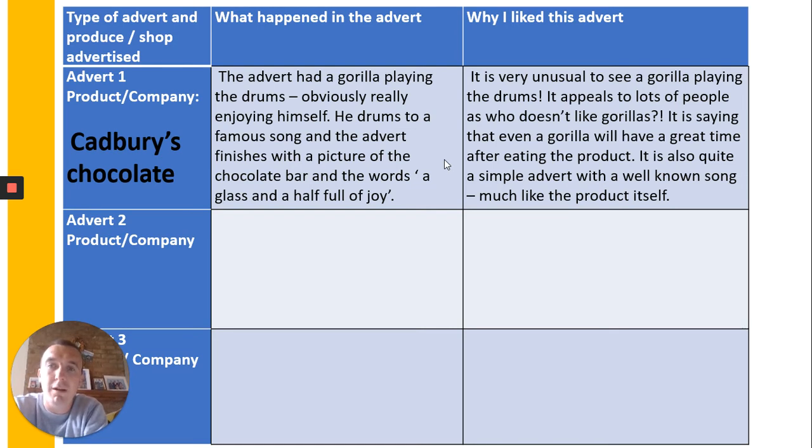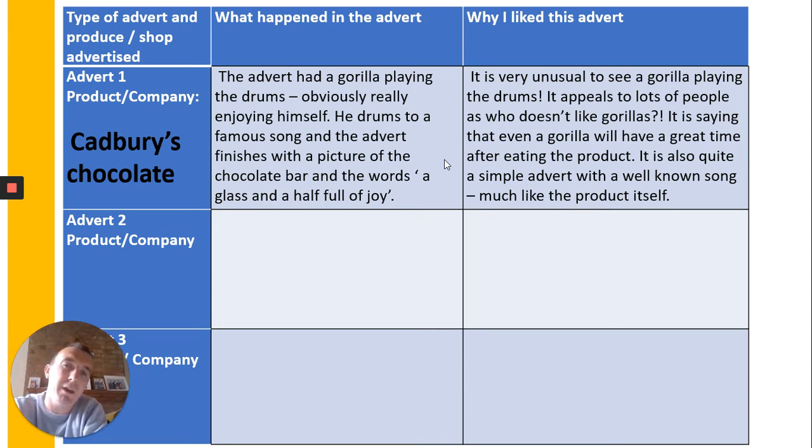Well, he's got a gorilla playing the drums, obviously having a fantastic time. He looks quite chuffed with himself. He drums to a really famous song by Phil Collins that at the time lots of people would have known. You might not have heard that song, but it's really famous. And the advert finishes with a picture of the chocolate bar and the words, a glass and a half full of joy. So quite a simple advert, really, but really quite effective.